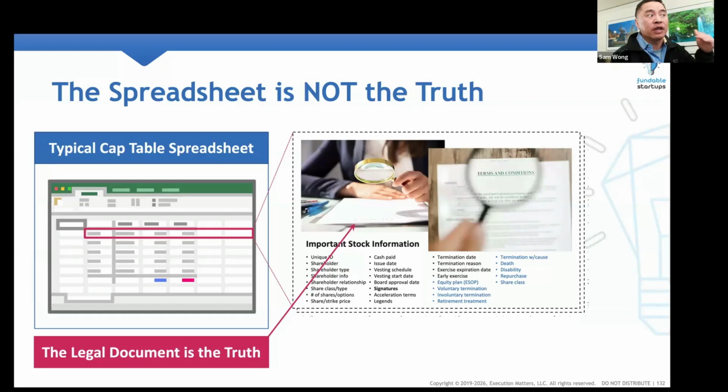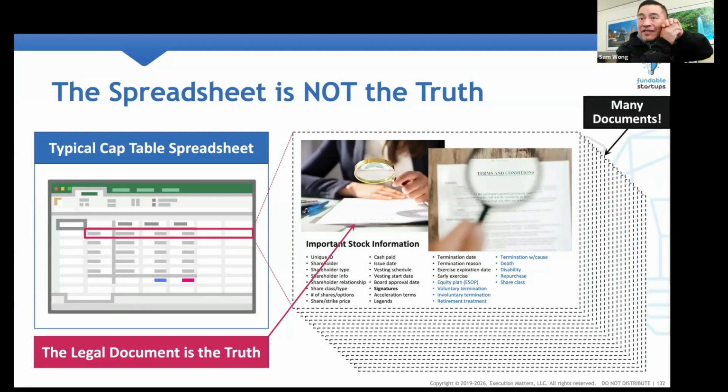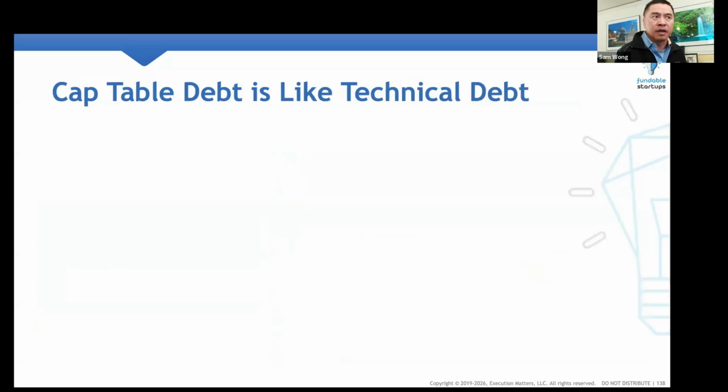And every time you issue stock, you have another one of these situations where you might have a stack of legal documents, all with different data points about vesting start date, termination reason, and all this other stuff. So it's a lot of documents, a lot of data. And people who track it only in a spreadsheet usually don't capture everything that's needed, which is why there's been a problem with cap table debt. And it's very similar to technical debt.